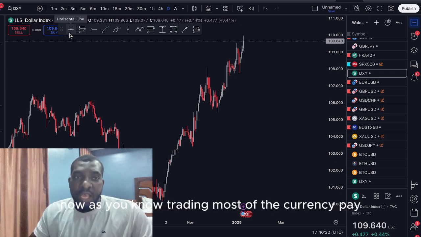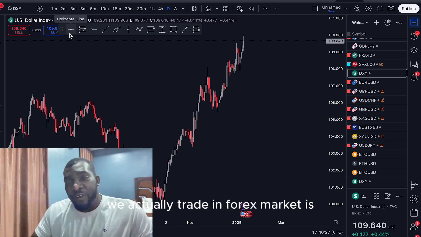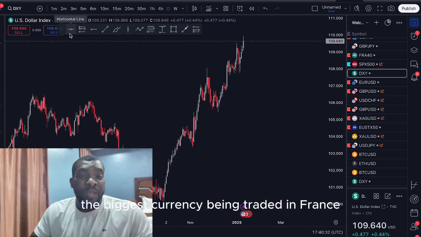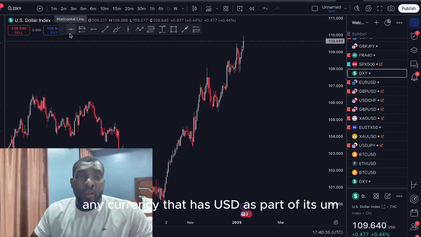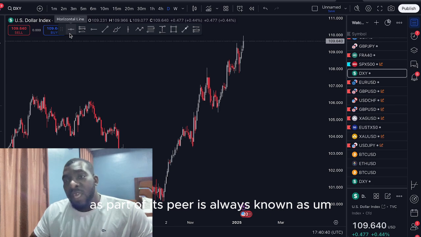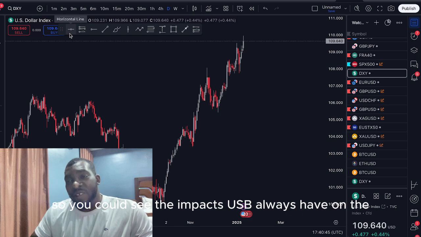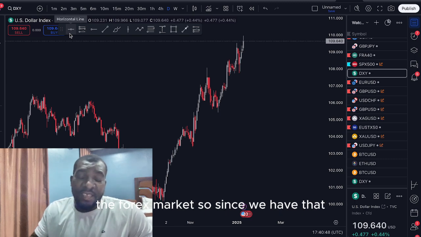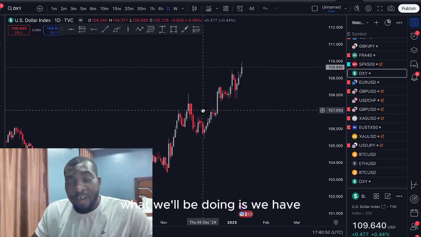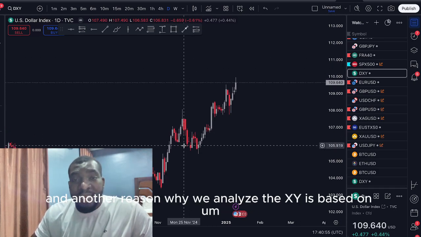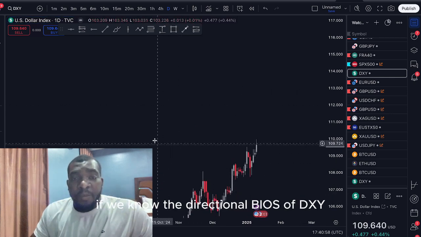Now, as you know, most of the currency pairs we trade in the forex market are tied to the United States dollar, which is the biggest currency being traded. In fact, any currency pair that has USD as part of it is known as a major pair. So you can see the impact USD always has on the forex market. Since we have that, we have to analyze the DXY to know the direction of the market.